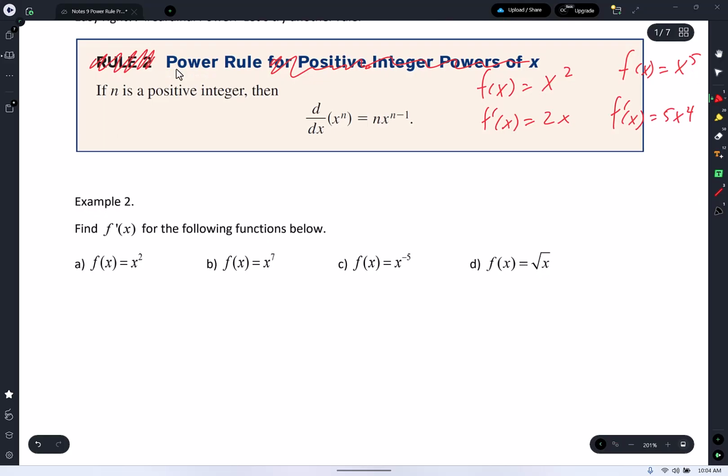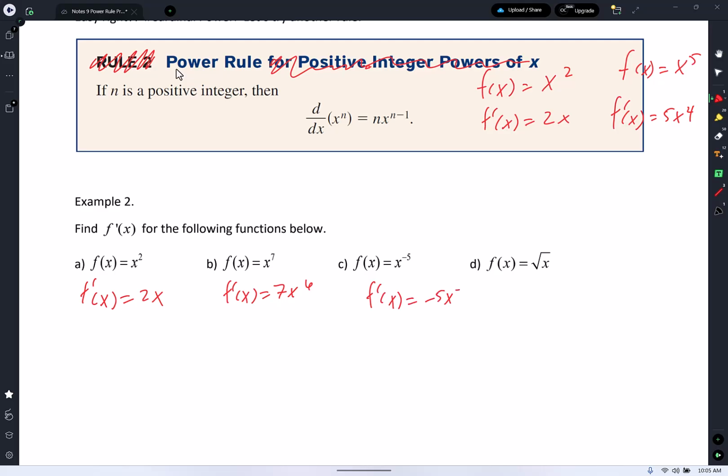Look down here. Letter A, f prime of x, that's 2x. F prime of x equals 7x to the 6th. How did I do that so fast? F prime of x equals negative 5x to the negative 6. All right. These are the derivatives if you were to do the limit process. This is the power rule. All the power rule states is you have x to the power n, and look, you bring the n down, and you subtract 1 from the power.